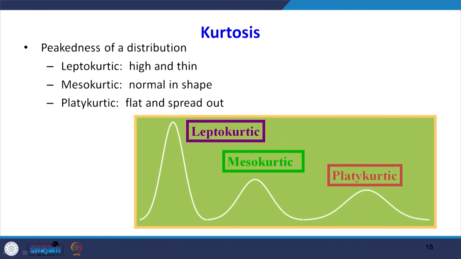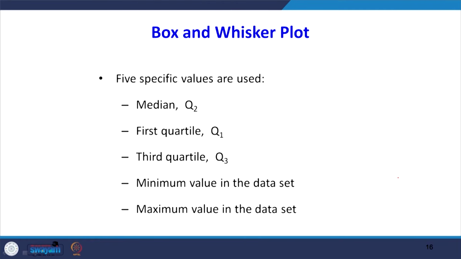The kurtosis, as I told you, is the peakedness of a distribution. When I say leptokurtic, this one, it is high and thin. That means it is a highly homogeneous distribution, the values are very close. The second one is mesokurtic, normal shape. The last one is platykurtic, flat and spread out. The next one we will go to is the box and whisker plot.